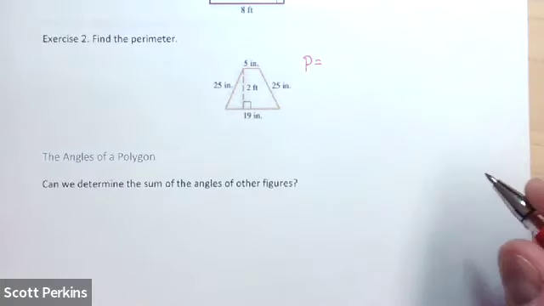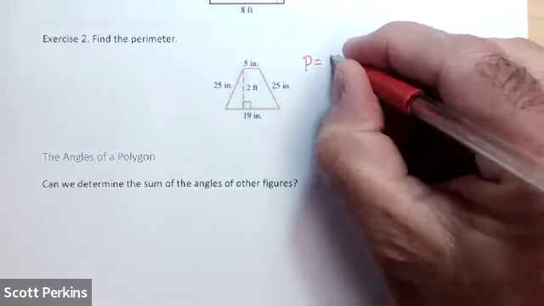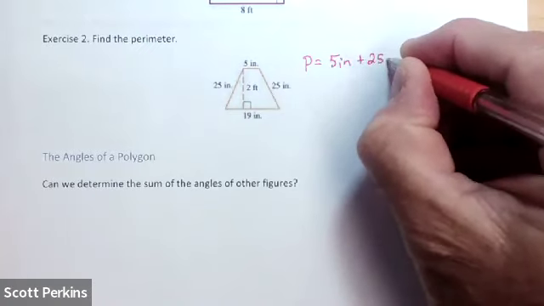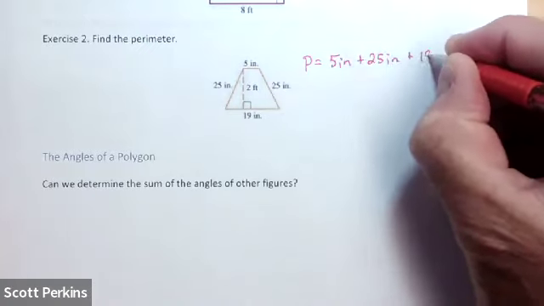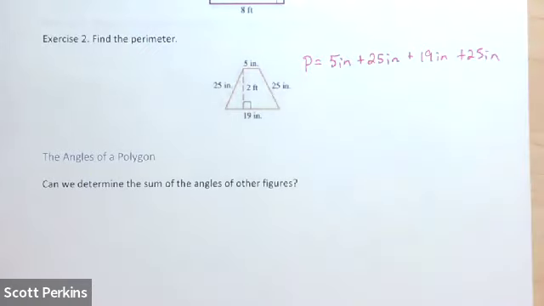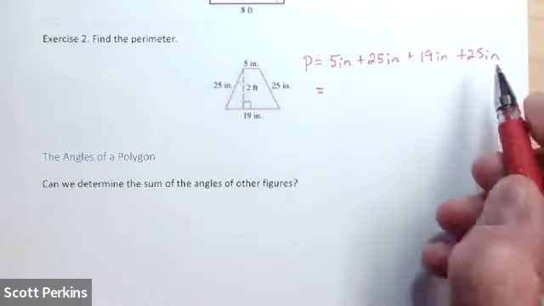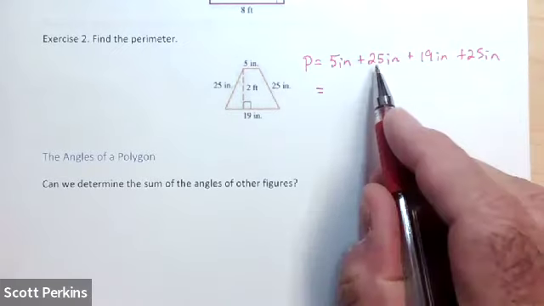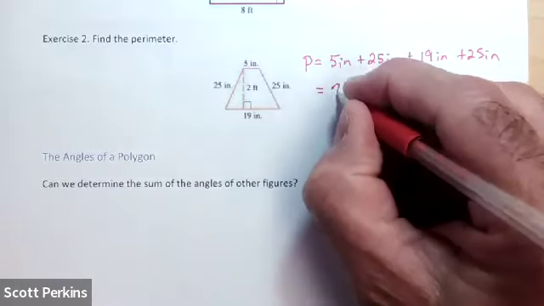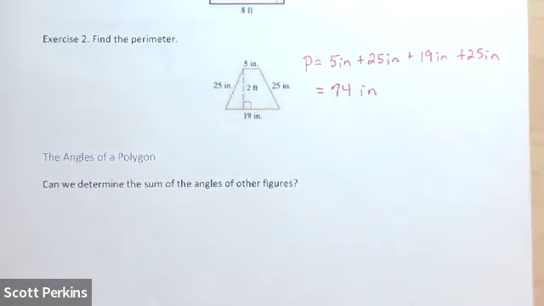So the perimeter of this one, I'm just going to start with the top, is 5 inches, and then I'm going to go clockwise. So then plus 25 inches, plus 19 inches, and then plus 25 inches. So I'm going to add up those 4 things. You're welcome to use your calculator. So I get, let's see, 25 and 25 is 50, 55, and then plus 19, that's 74 inches.